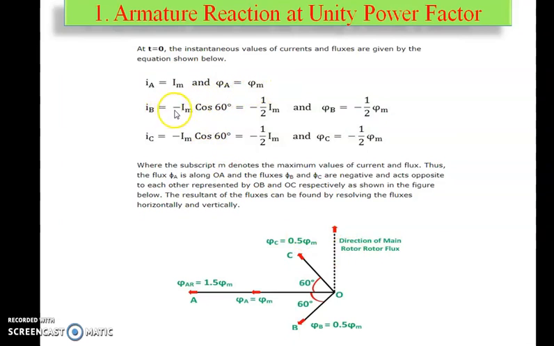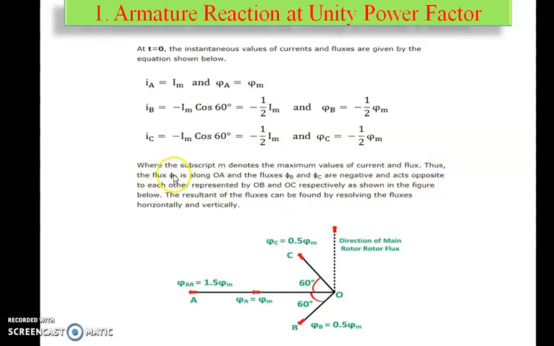Okay, so Ib equals Im cos omega t, just simply as we know that I equals Im cos omega t. This Im means maximum current, and omega t is nothing but 60 degrees. By solving this we get Ib equals minus 1 by 2 Im and phi b equals minus 1 by 2 phi m. Similarly, Ic equals minus Im cos 60, that is equal to minus 1 by 2 Im, and phi c equals minus 1 by 2 phi m, where the subscript m denotes the maximum values of current and flux.